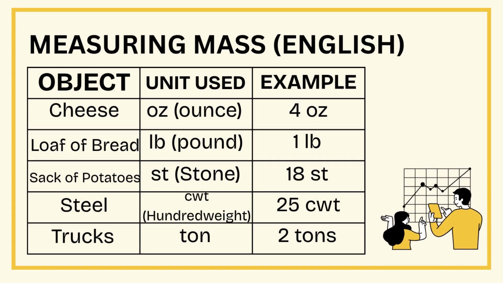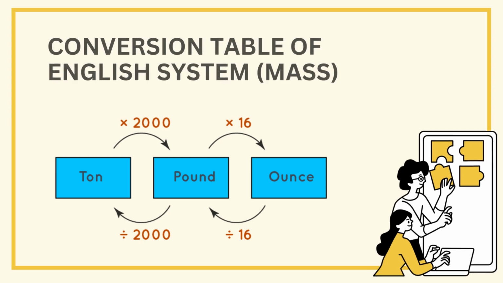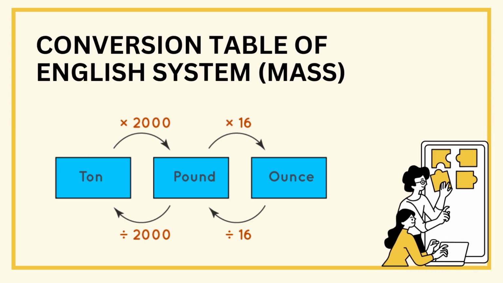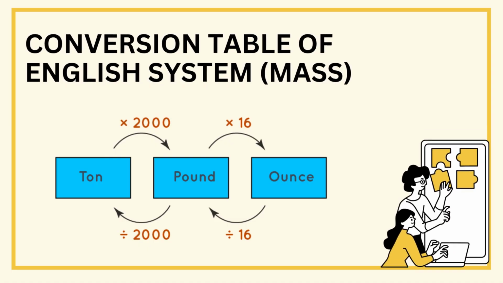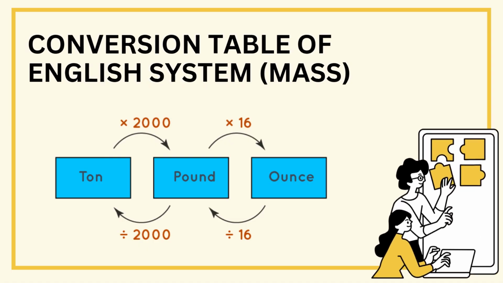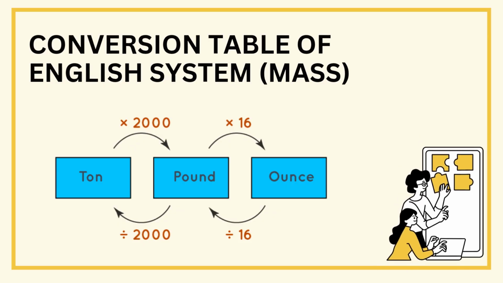We use them according to what purpose or what object we are going to measure, since these three are the most commonly used. If the measurement says 2,000 pounds, it means that it is also 1 ton. If I have 2 pounds and want it in ounces, then 2 times 16 will give me 32 ounces.